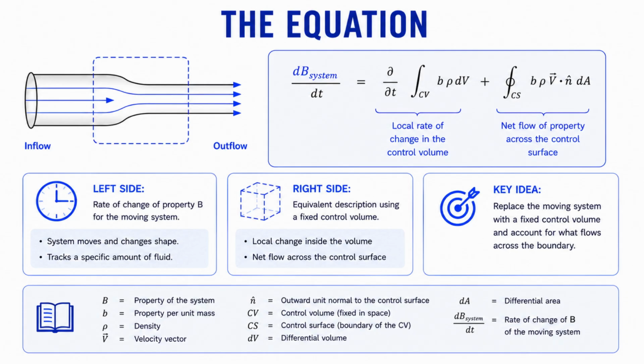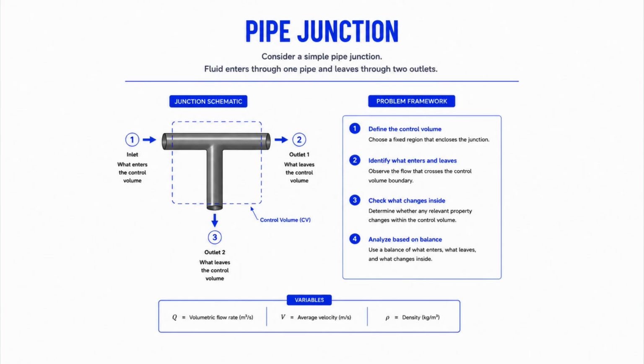Consider a simple pipe junction. Fluid enters through one pipe and leaves through two outlets. Instead of following every individual fluid particle as it moves through the junction, we simply place a control volume around it. Now, we only need to observe what enters the control volume, what leaves it, and whether anything changes inside. That single control volume gives engineers everything they need to analyze the flow without tracking millions of individual fluid particles.